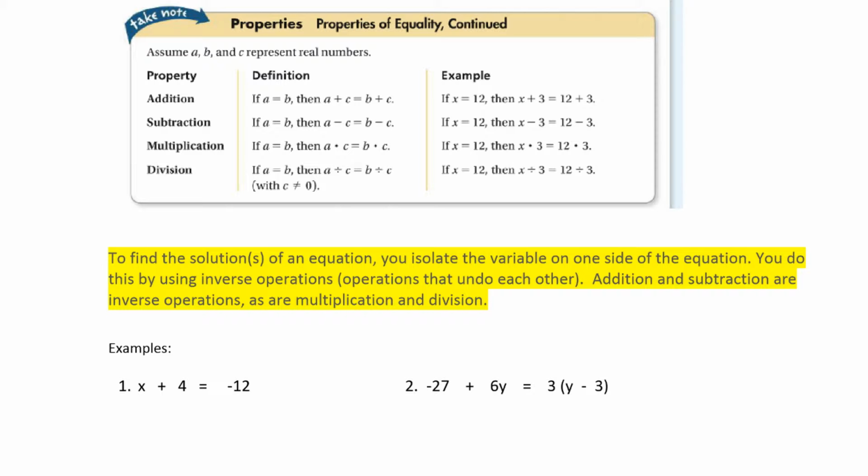To find the solutions of an equation, you must isolate the variable on one side of the equation. And you can do this by using inverse operations, which are operations that undo each other. Addition and subtraction are inverse operations, as are multiplication and division. Now we'll look at a couple of examples.